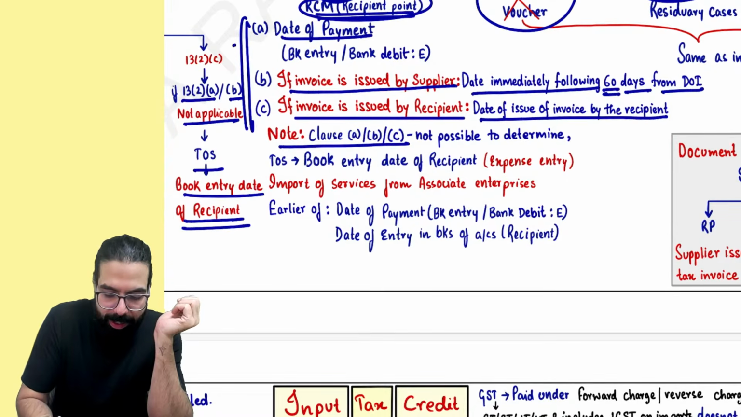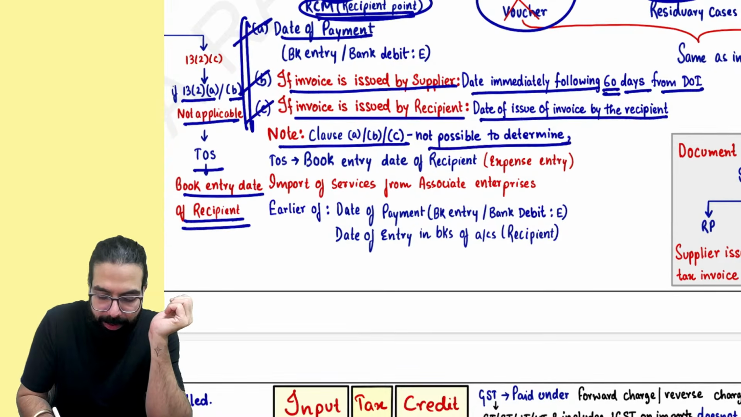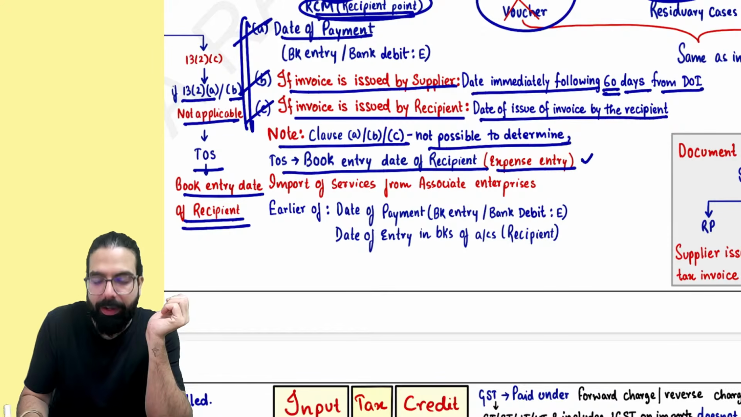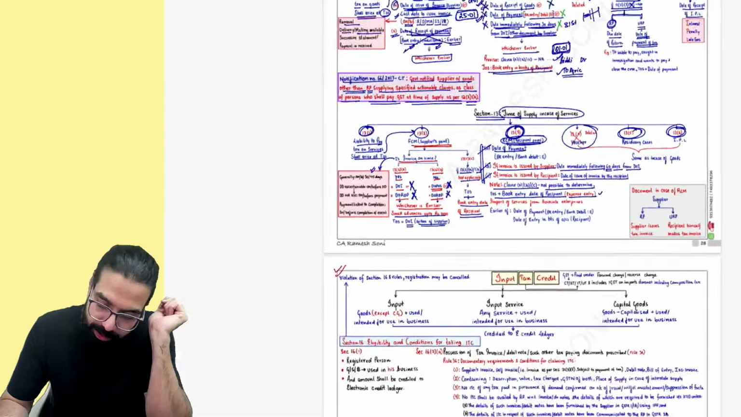If all the three are not available, then remember one thing. Then time of supply is the expense entry date, the day you made an entry in your books of accounts. Done, sir. This point is clear.